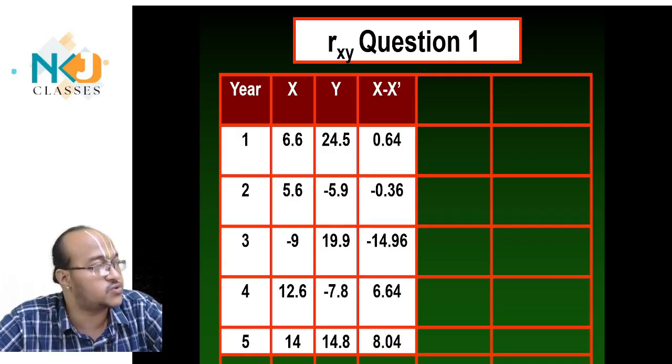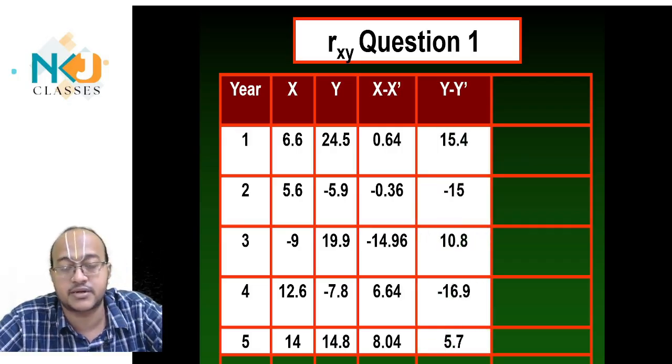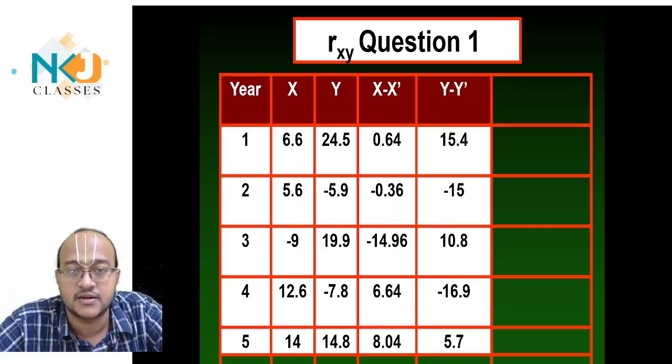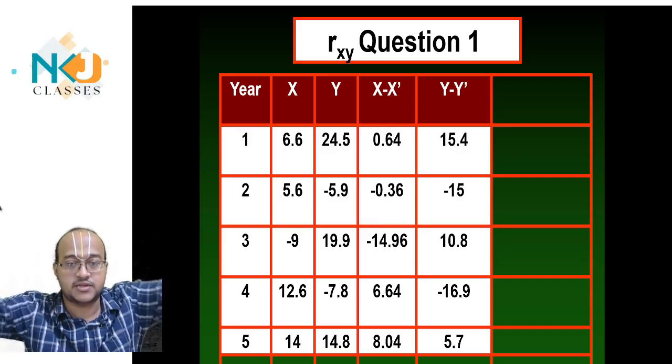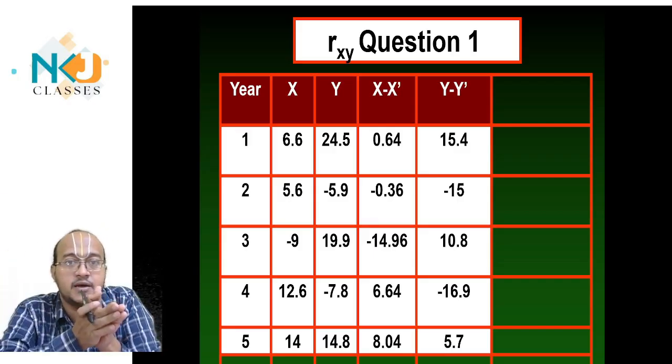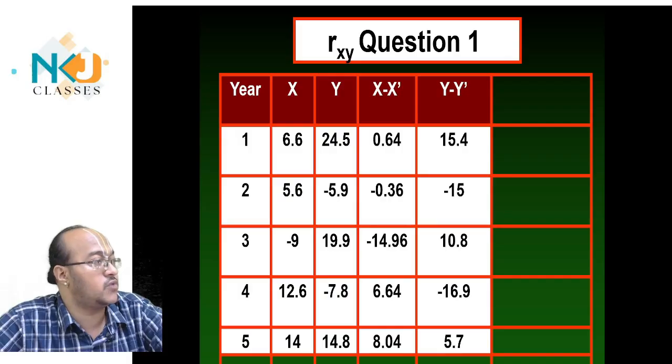Yes, sir. Y minus y bar, just fill it out. What is y minus y bar? 15.4, minus 15, 10 point, minus 16.9, 5. Till now, anything new we are discussing? Nothing new, we already know, correct? We collect data from both these securities because we are finding the co-moment. So we will mix it up. Are you understanding? Now, last column, what will we do?